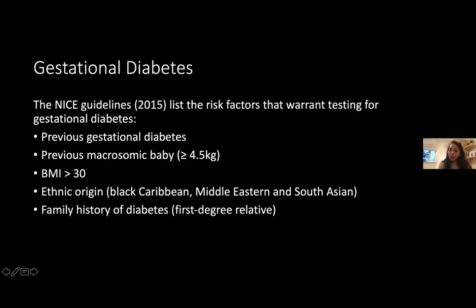So let's go on to gestational diabetes now. The risk factors here would be having a previous gestational diabetes, having a previous very large baby, having a very high BMI, and lots of ethnicities are more prone to having gestational diabetes, and also people with a family history of diabetes, especially a first-degree relative.